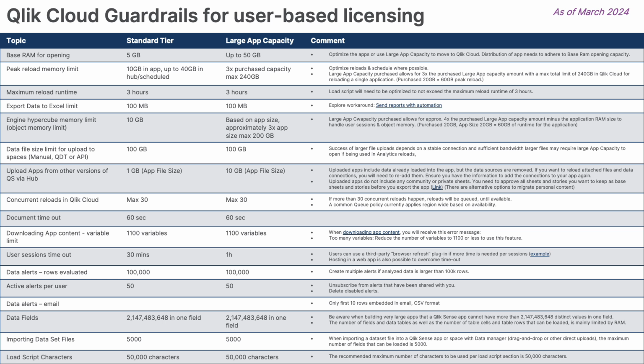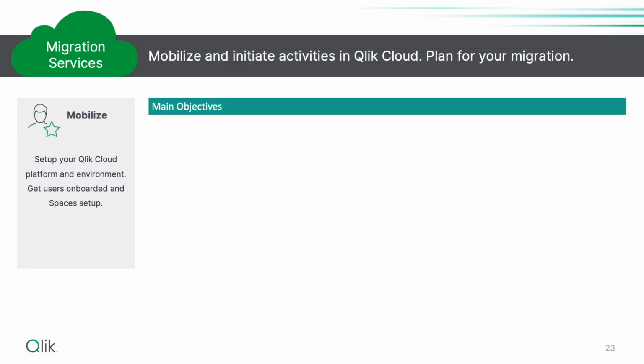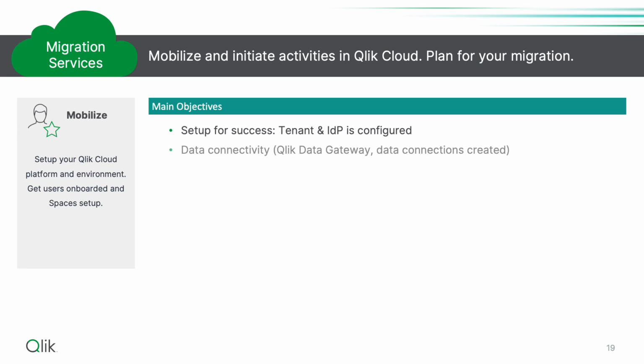I imagine the first step is setting up that cloud tenant, like setting location. You showed that map earlier. What else is involved in that mobilize phase? So the mobilize phase is one of my most exciting phases. We're really setting up the tenant and the identity provider. That's what gets the users authenticated and logged into Qlik Cloud. The data connectivity will also create all of the spaces.